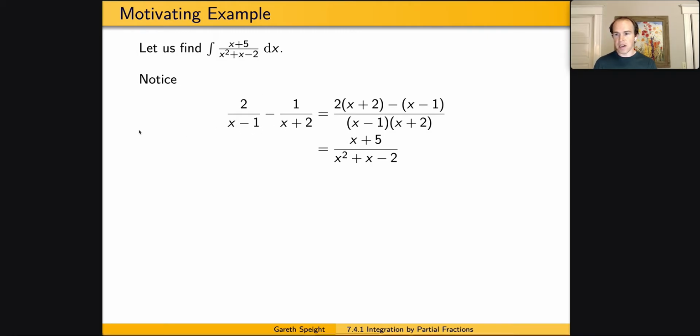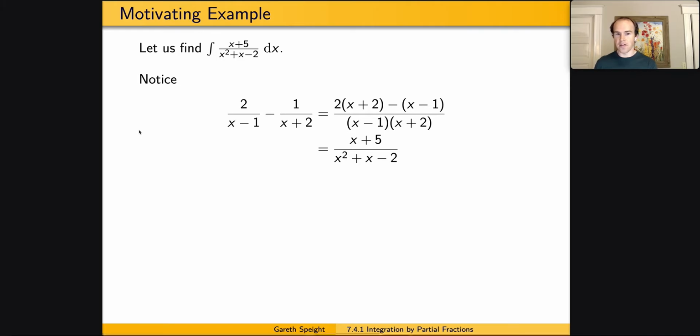Even though 2 over x minus 1 minus 1 over x plus 2 looks very different to the thing we started with, which was x plus 5 over x squared plus x minus 2, they're equal if we find a common denominator. And as for how we find this, that's going to be the whole point of partial fractions.